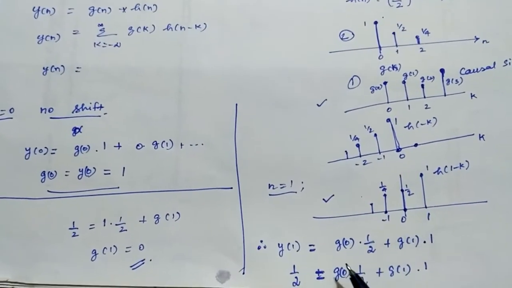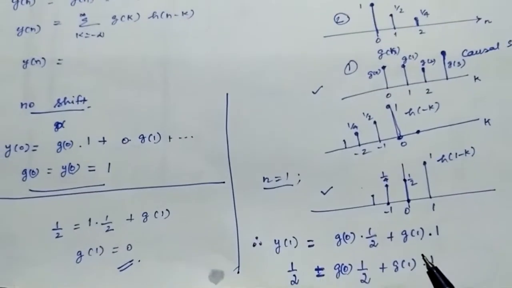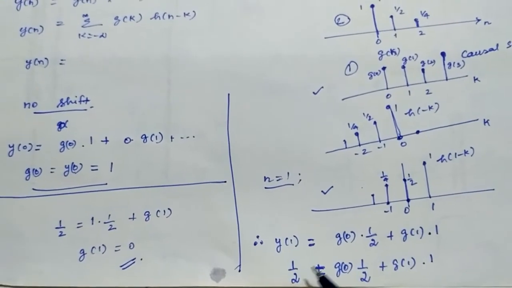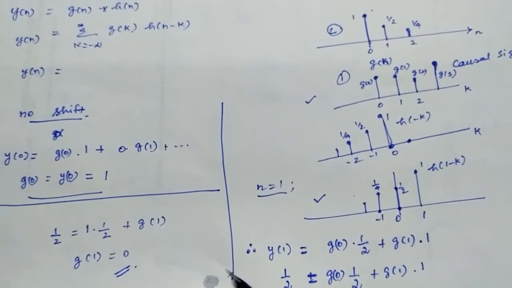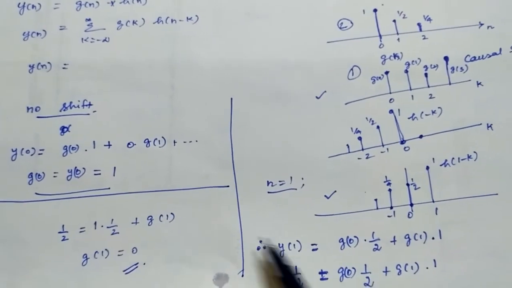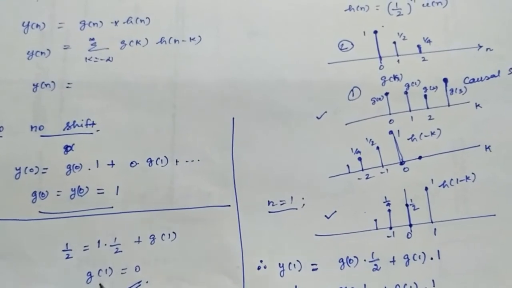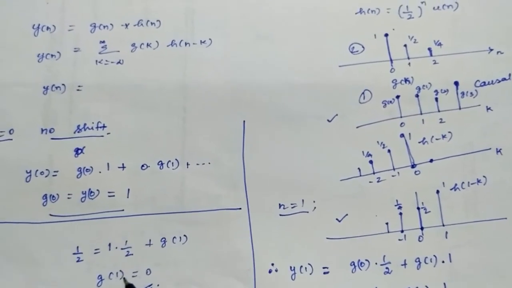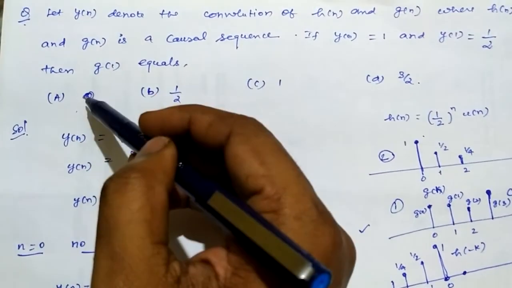In the given problem, y of 1 is given as 1 by 2. So g of 0 times 1 by 2. We found that g of 0 is equal to 1. Now we need to calculate g of 1. When we simplify this, we get g of 1 is equal to 0. So this is the answer.